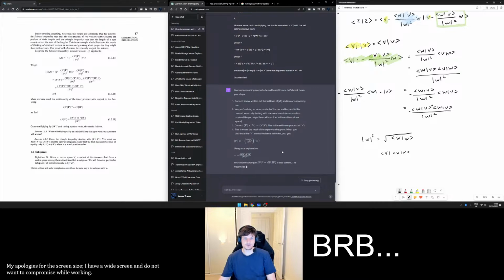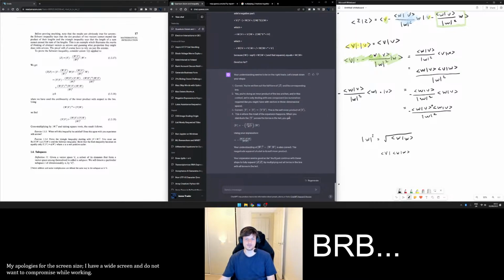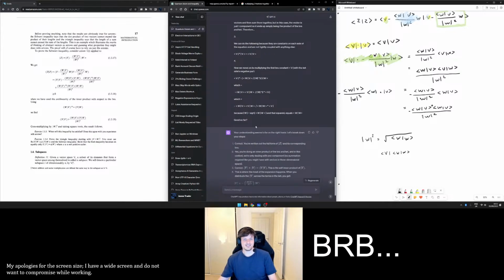Correct, V equals V. This is where the meat of the expression happens. When you distribute the V across the terms in the ket, you get V times that. Using your explanation minus that, your understanding of W squared is also correct. The magnitude squared of a ket is itself. Your expression seems good so far. You will just continue with these steps to fully expand Z by multiplying out all terms in the bra with all terms in the ket.